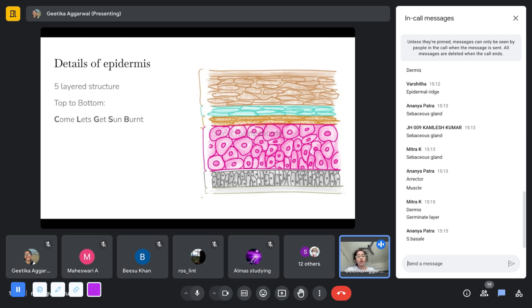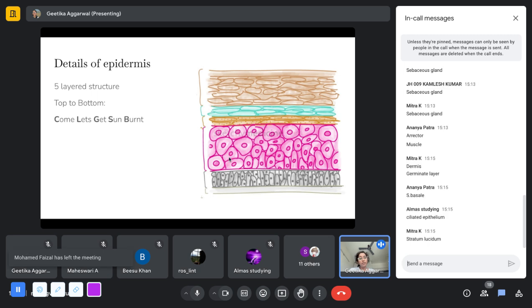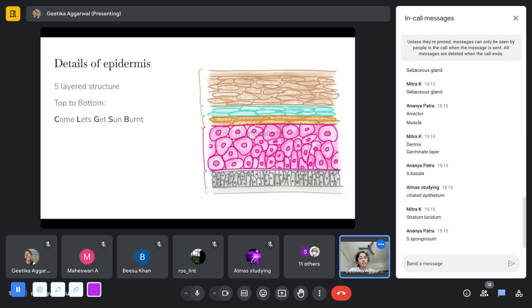Yeah, stratum basale or stratum germinativum, correct. Ciliated epithelium, okay. Which one is the ciliated epithelium out of these? Stratum lucidum, okay. I think we're going in no order right now. Stratum germinativum, spinosum, granulosum, correct.